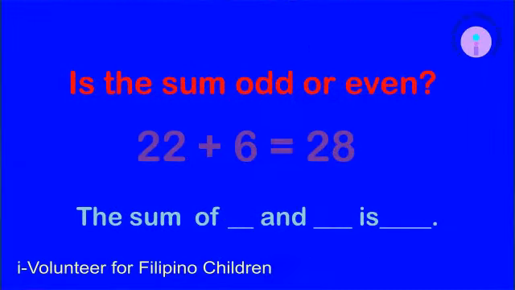Item number 8. Is the sum odd or even? The sum of 22 and 6 is even. Kindly repeat.